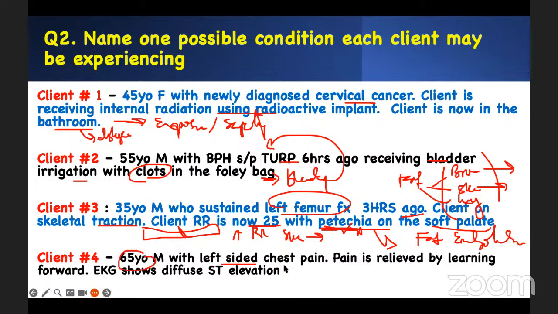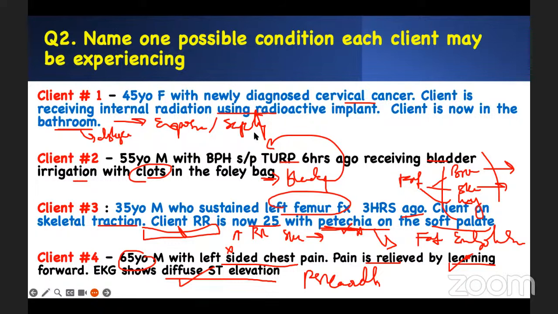65 years old, left-sided chest pain. The pain is relieved by leaning forward. And the EKG shows diffuse ST elevation. This is not myocardial infarction. This is what? Pericarditis. The buzzwords are that the pain is relieved by leaning forward and there is diffuse ST elevation. So pay attention. Whenever somebody has chest pain and they tell you the pain is relieved by leaning forward and the ST elevation is diffuse, that means all the leads have ST elevation, that is pericarditis.